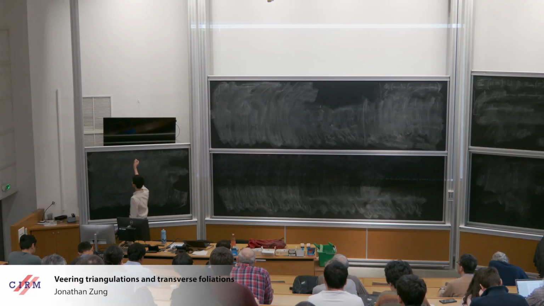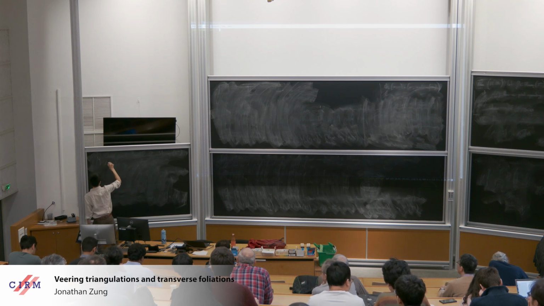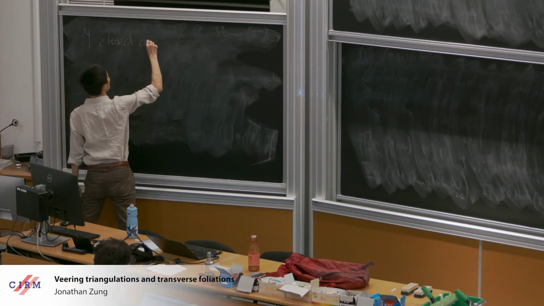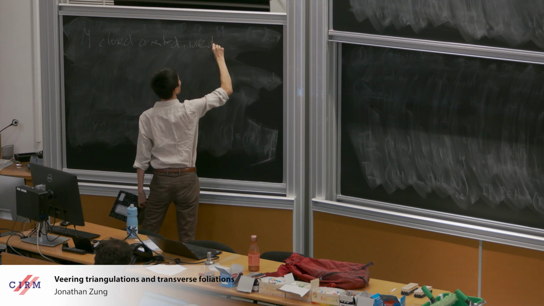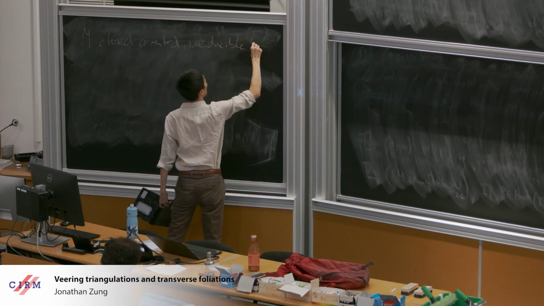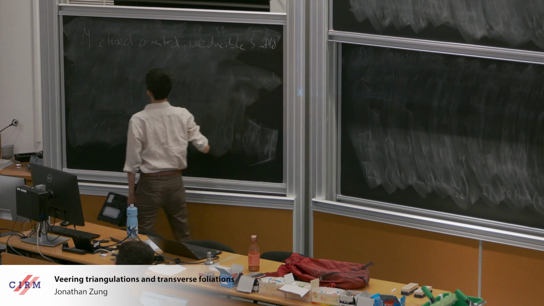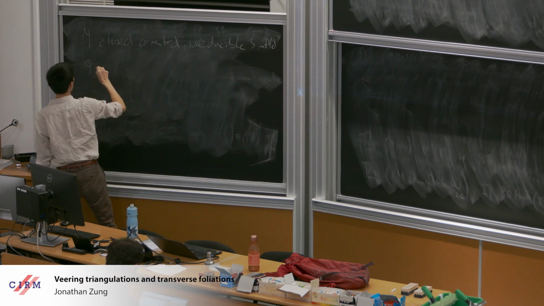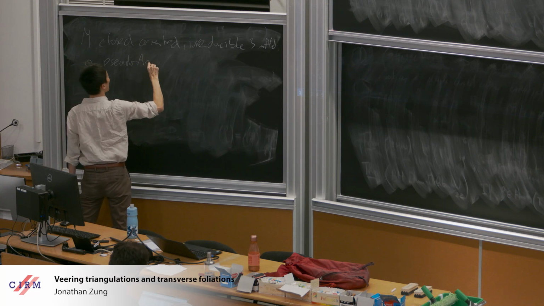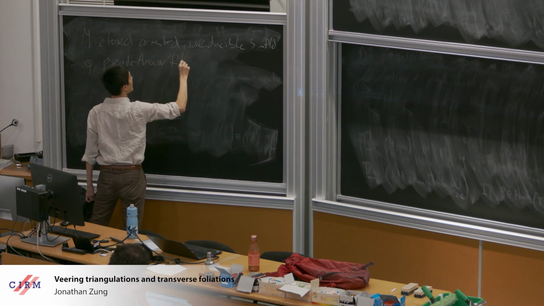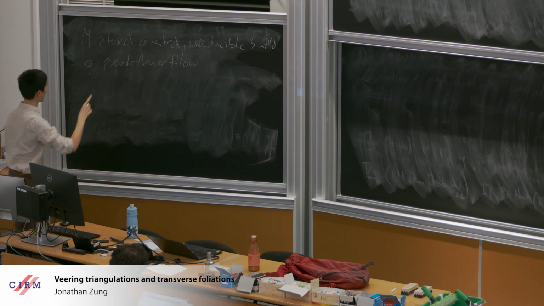So today, M is going to be a closed, oriented, irreducible three-manifold. And I'm going to have a flow phi on M, a pseudo-Anosov flow. Let's briefly recall what this means.